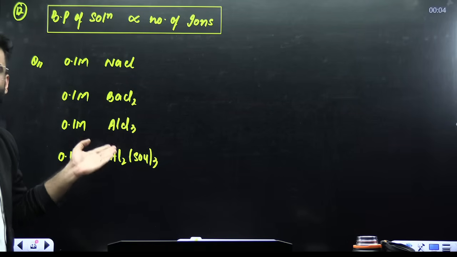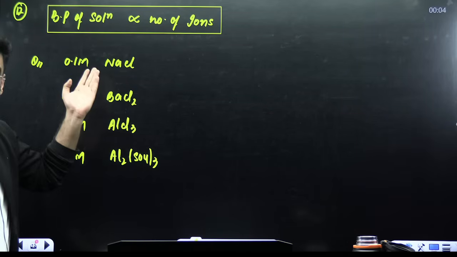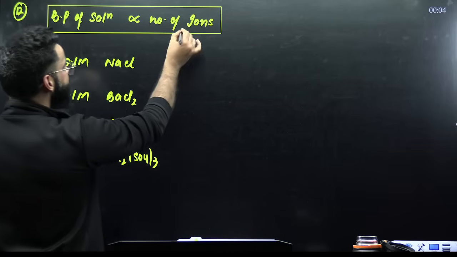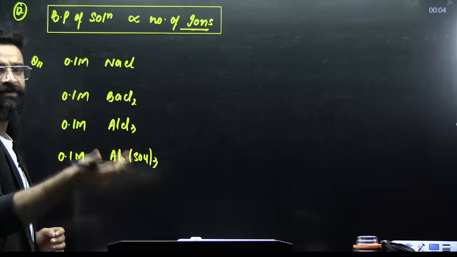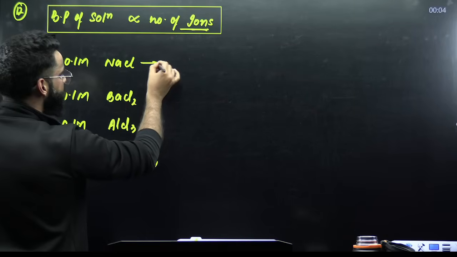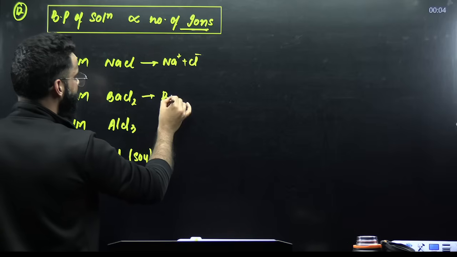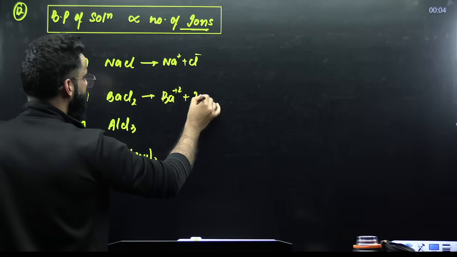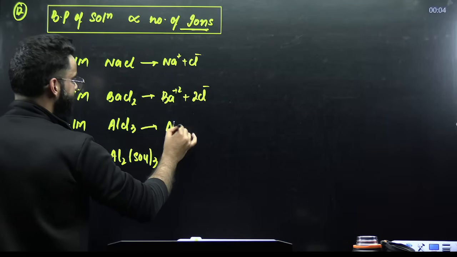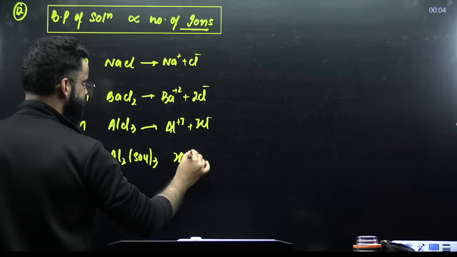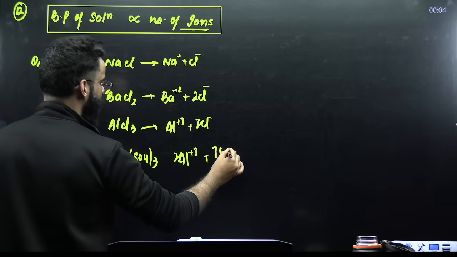In which of the following solutions is the boiling point maximum? Which of the following solutions will show maximum boiling point? Remember, the boiling point of the solution is directly proportional to the number of ions generated. NaCl, how will it dissociate? Na+ plus Cl-. For example, BaCl2: Ba2+ plus 2 times Cl-. AlCl3: Al3+ plus 3 times Cl-. Al2(SO4)3: twice Al3+ plus 3 times SO4 2-.